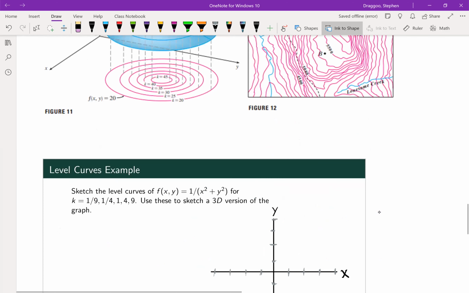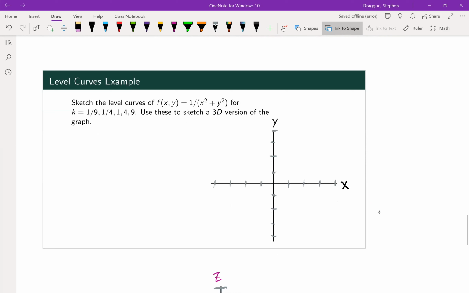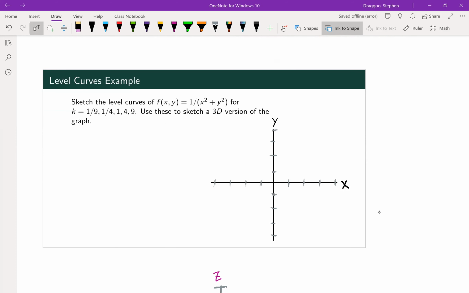But let's look at an example with level curves. Sketching the function f of x y equals 1 over x squared plus y squared for 5 different level curves: k equals 1/9, 1/4, 1, 4, and 9. We'll color code each of these, and might as well go up the rainbow so that by the time we're done, we'll have a diagram that's relatively easy to read. Let's start looking at some of those level curves.